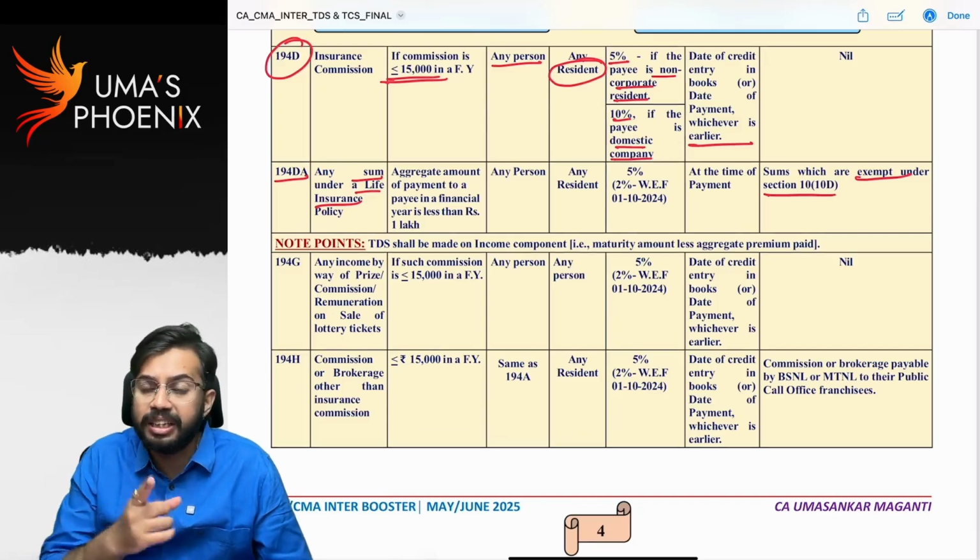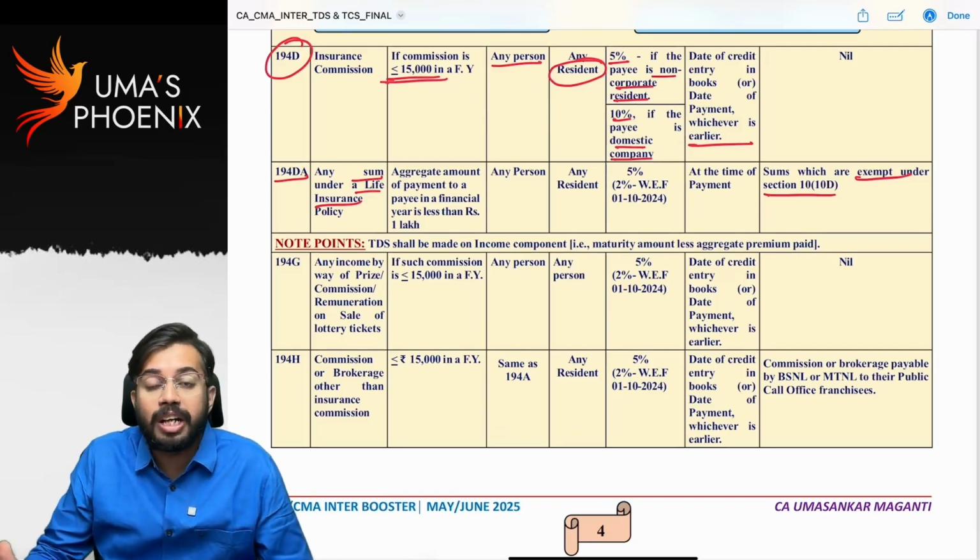In section 80C, in chapter 6 deductions we have discussed. Before 1st April 2012, how much deduction is allowed?